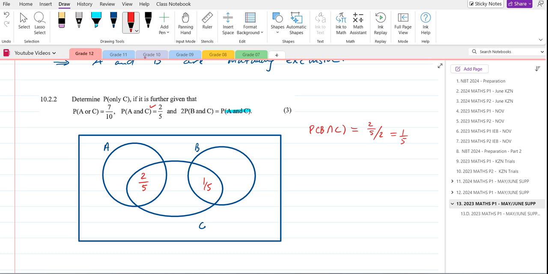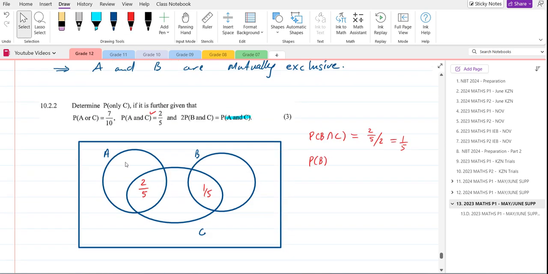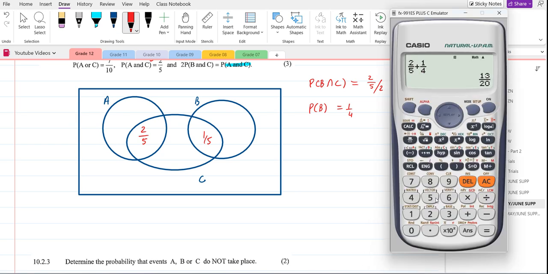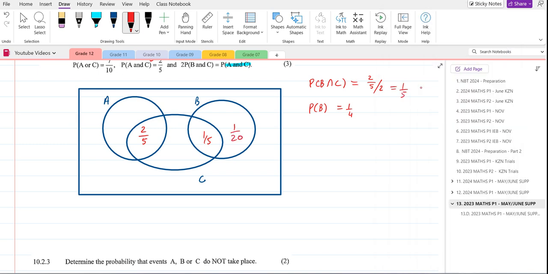Okay, so I hope you guys are understanding. Now remember before, what was the probability of B? The entire probability of B was a quarter. So if we want this part only, we need to take a quarter minus 1 out of 5. Right, so I'm getting 1 out of 20 for B here.